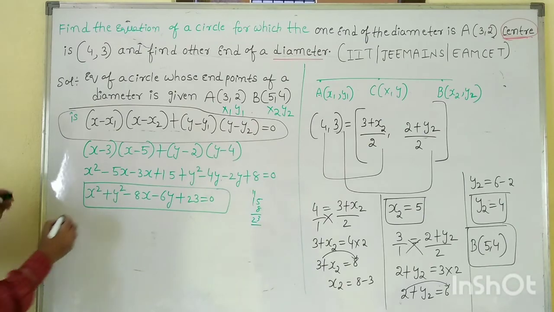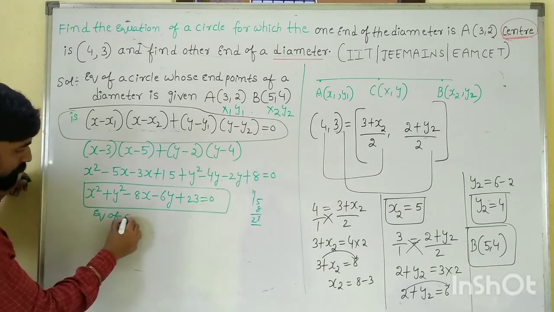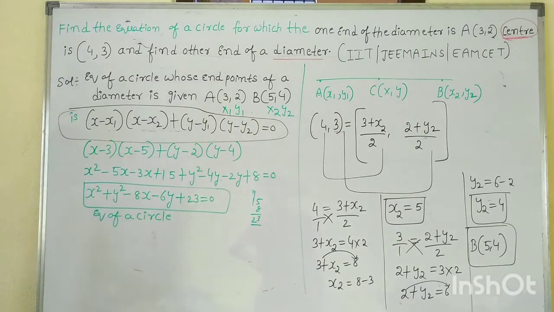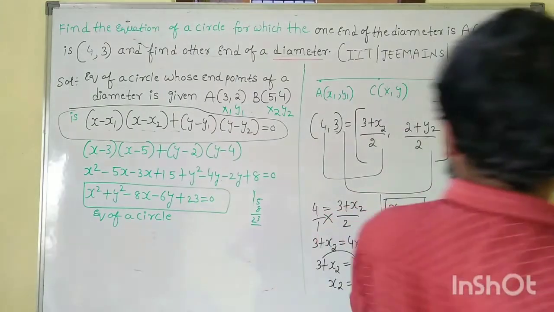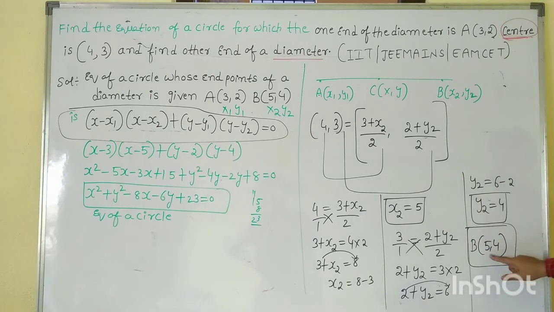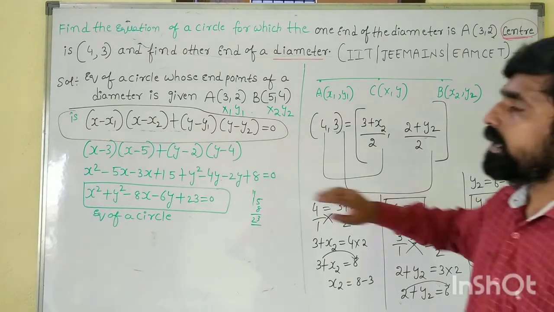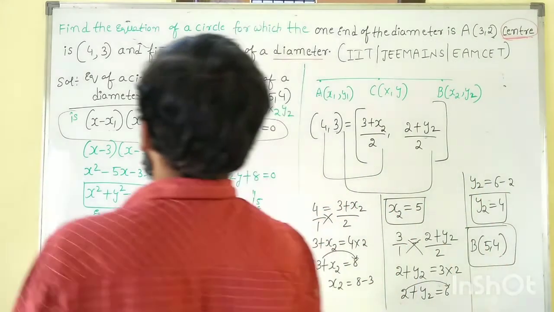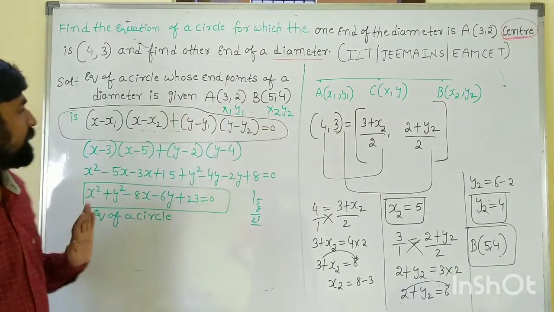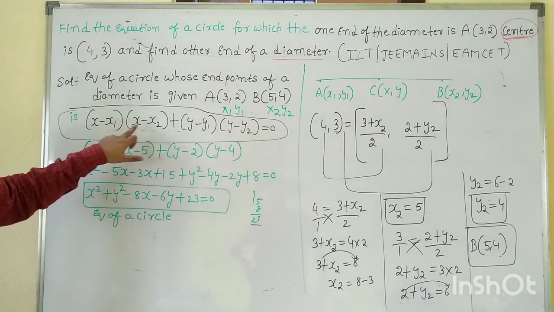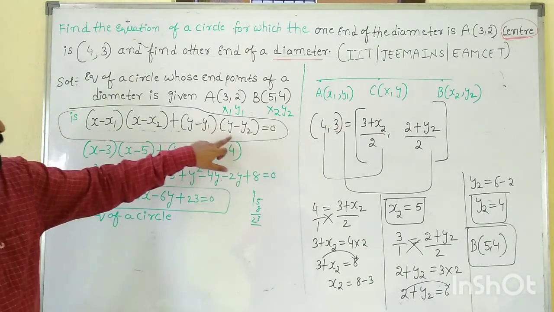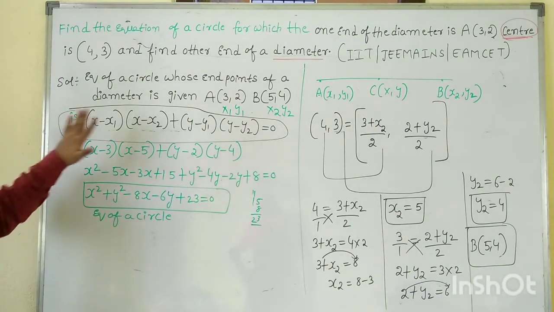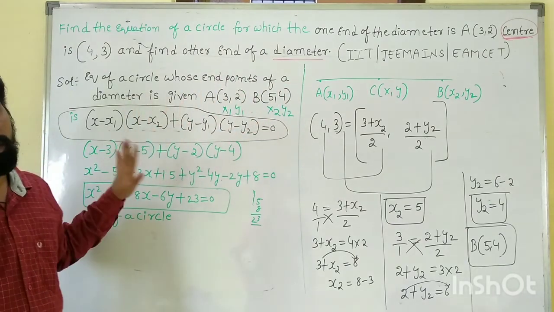That's it. First find the endpoint B using the midpoint formula, which is 5 comma 4. Then, using the equation of a circle whose endpoints of a diameter are given, the formula is x minus x1 into x minus x2 plus y minus y1 into y minus y2 equals 0. This is an IIT JEE Mains problem.